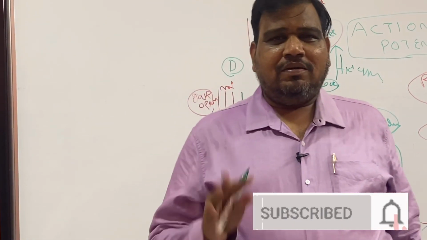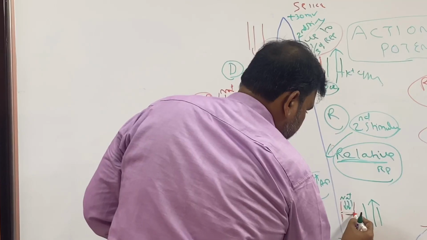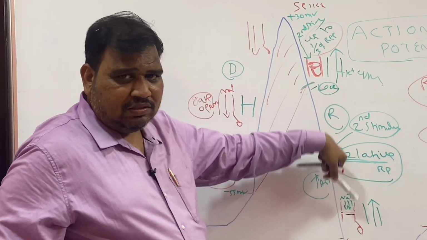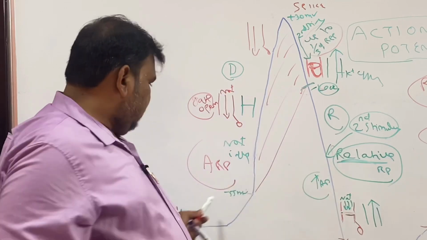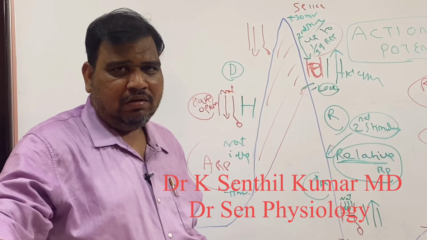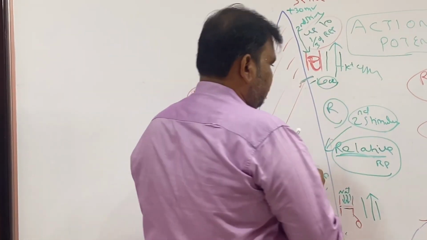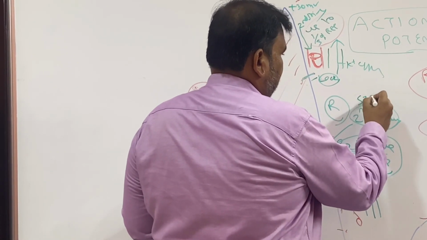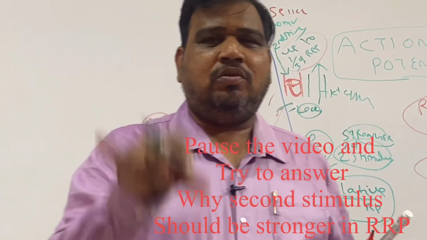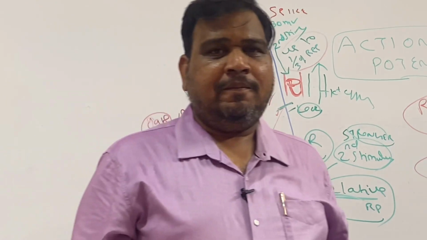If you want to answer, you can pause and answer. My question is, actually the gate is like this. So if I give a second stimulus, I can convert from this to this. So I can try to make the sodium activation gate open. But the stimulus should be stronger. The second stimulus should be stronger. You can pause the video and try to answer: why should the second stimulus be stronger in this phase, to elicit a second response?